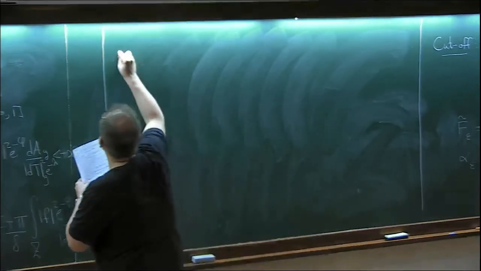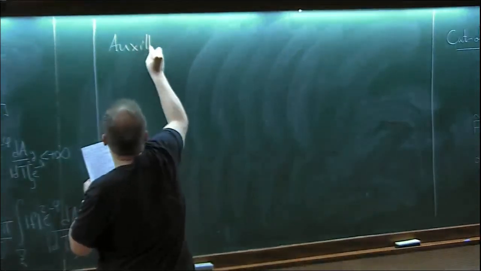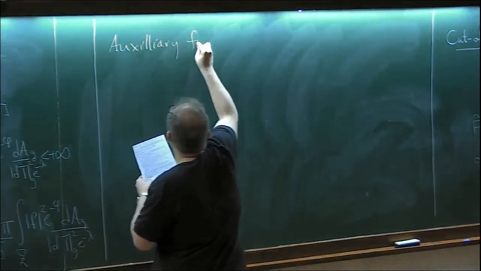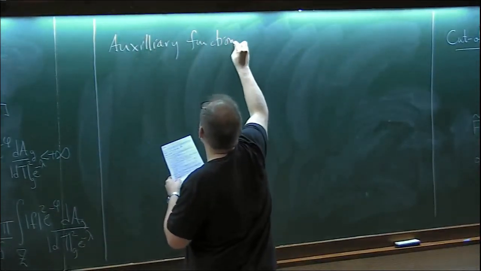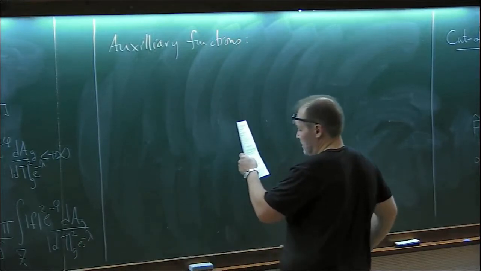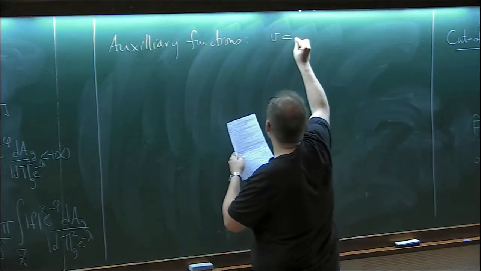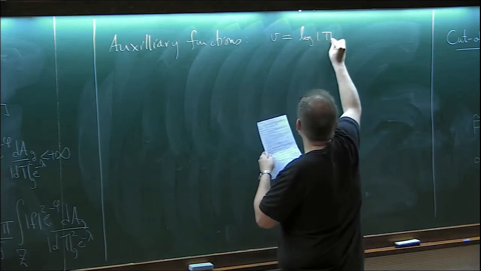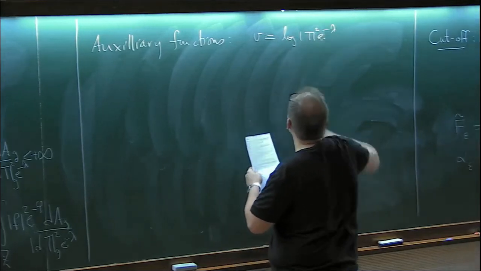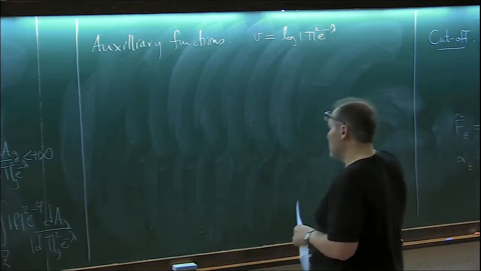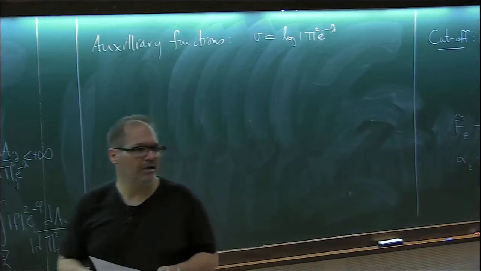Okay, I'll need some auxiliary functions to make the formulas slightly more digestible. So I'm going to just write V for log |t|² e^(-λ). In other words, e^(-V) is |t|² e^(-λ).